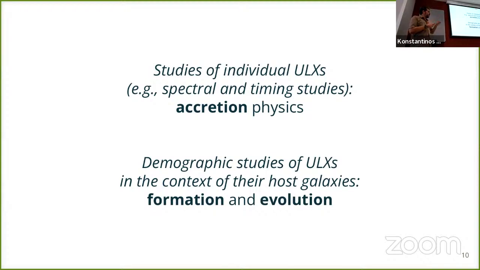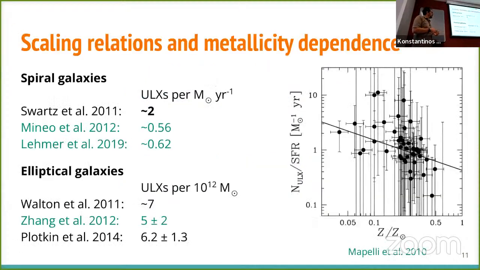However, to tackle the problem of the formation and evolution of ULXs, we have to do demographic studies of ULXs. As I mentioned, old stellar populations, young stellar populations, and the early universe where we have low metallicity, all these play a role. So by looking at the rate of ULXs as a function of the star formation rate, the stellar mass, or the metallicity in a galaxy, indirectly you get information about their formation and evolution.